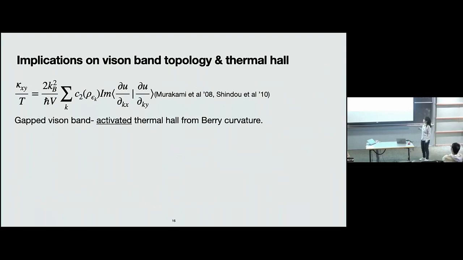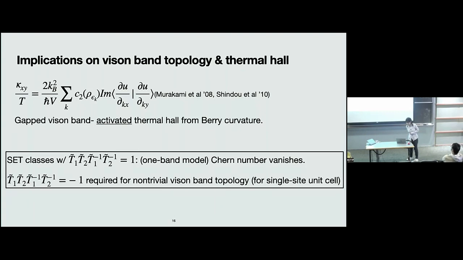As an application, the thermal Hall effect coming from this visons band is given by the Berry curvature of the visons band. For a simplistic one-band vison model, if the defining relation is trivial, one can prove that this one band model has a total vanishing Chern number and is unlikely to give a very large thermal Hall signal. So we need to look for a large thermal Hall signal from the spin liquid states with this frustrated defining relation.